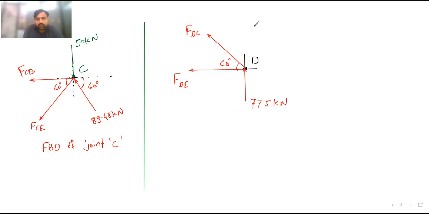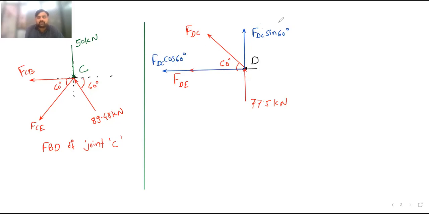Same procedure now I am doing. Okay, so I will resolve this first. So these are the two components. One is vertical, another component is horizontal. Okay, so I will name these two components. This is FDC sine 60, and this component is FDC cos 60.